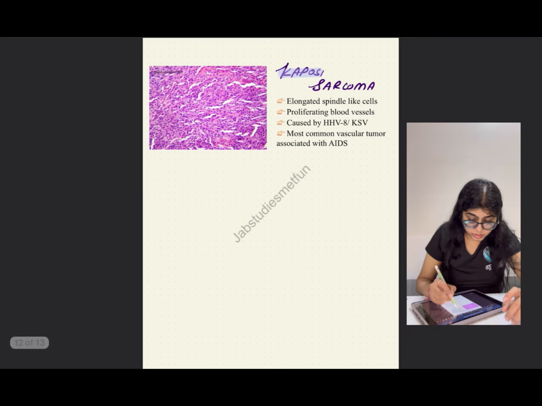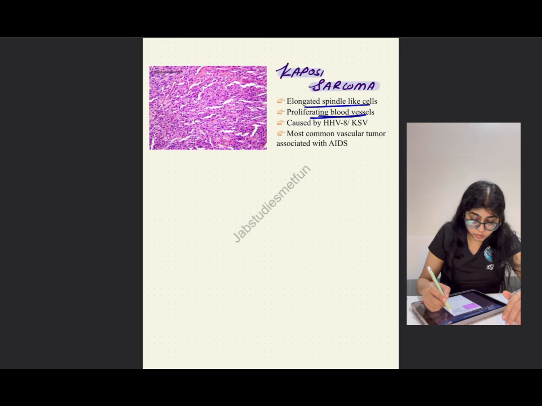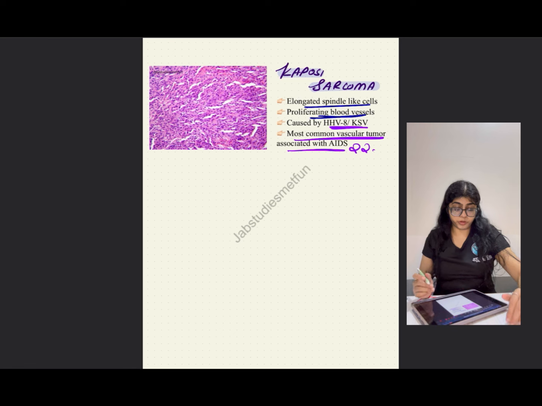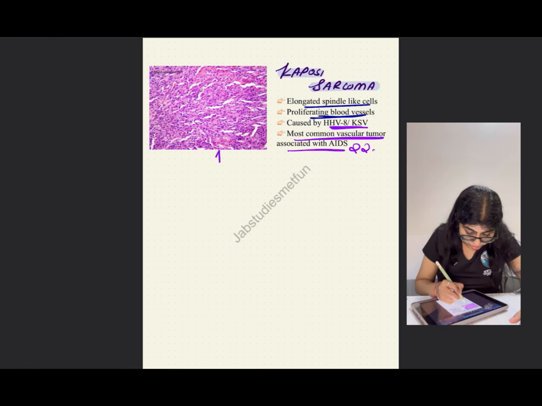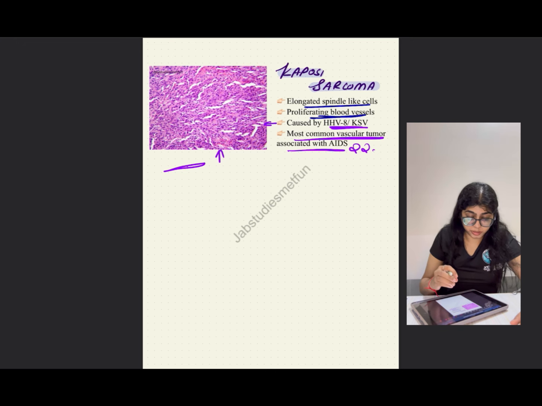Next one is Kaposi sarcoma. Kaposi sarcoma has elongated spindle-like cells. There are proliferating blood vessels. It is caused by what virus? HHV8 or KSHV, the Kaposi sarcoma virus. Most common vascular tumor associated with AIDS. Very important point for the exam. You can see that the cells over here are spindle shaped, and they are causing these spindle shaped lesions over here also.